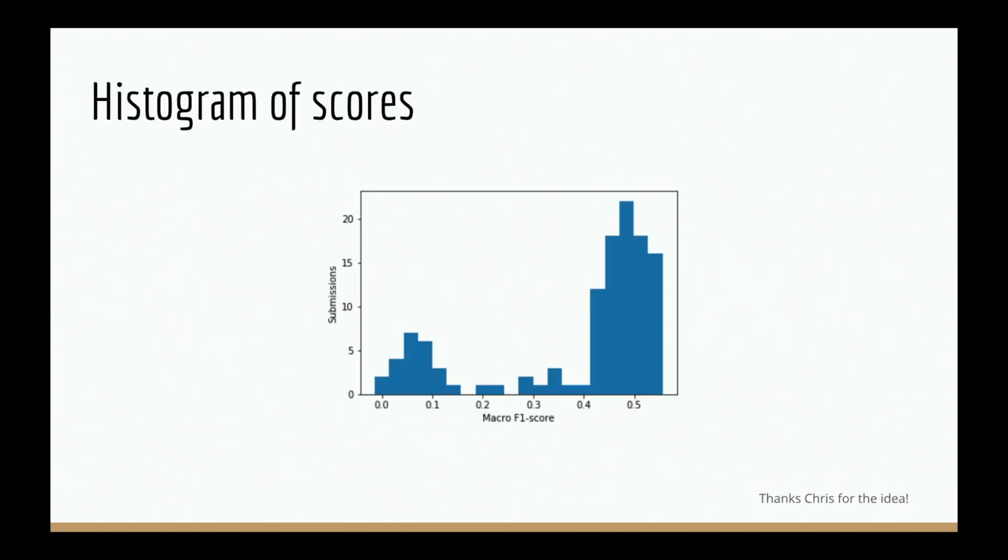So here's a histogram of the scores. As you can see, there are kind of two bumps, one on the lower end, one on the higher end. Most people were on the higher end.